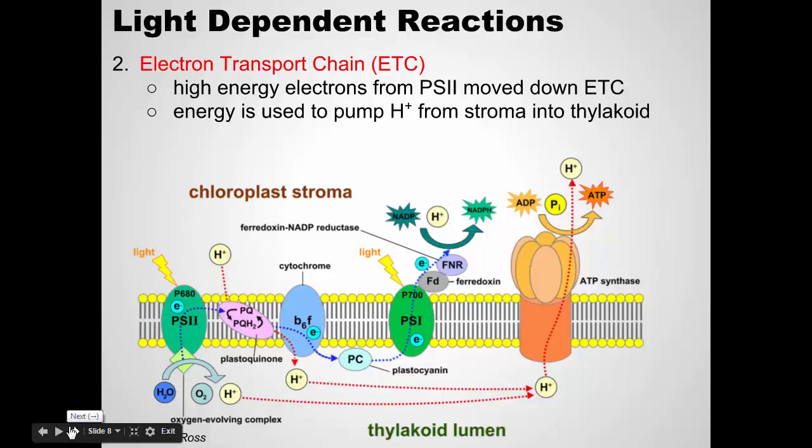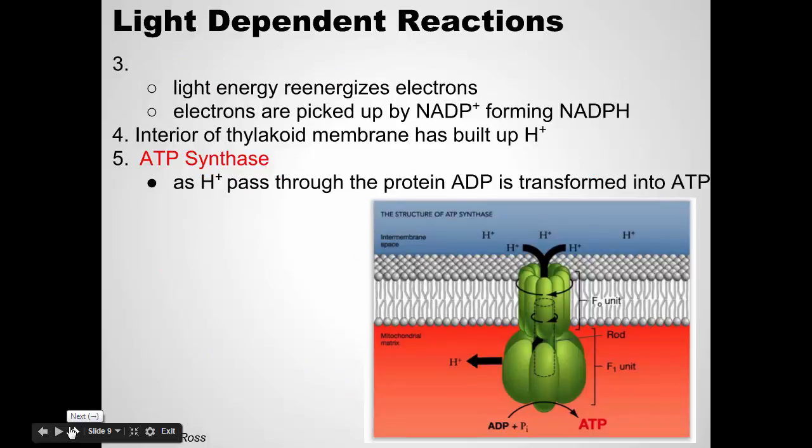And in the electron transport chain, what's happening is these electrons, as they move down, the energy is used to pump hydrogen ions, okay, from the stroma, the fluid around, into the thylakoid, okay, into those discs. And so as hydrogen gets pumped in, we're building up hydrogen inside of this thylakoid, okay? And the concentration is building up and getting greater and greater. So that's the electron transport chain.